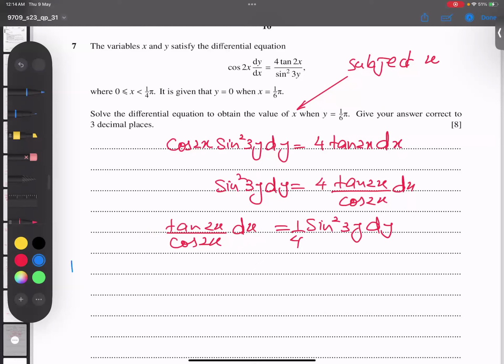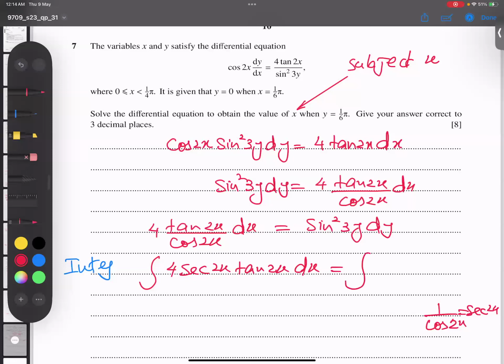After this, I will integrate both sides. First step, separation of variables. Look, all x come to the left side, all y go to the right hand side. If I integrate this one, even if you leave the 4 on the left hand side, no effect will come. So let me write it as 4, and 1 over cos is what? 1 over cos is secant. So I'm writing a secant 2x into tan 2x dx and sine square.